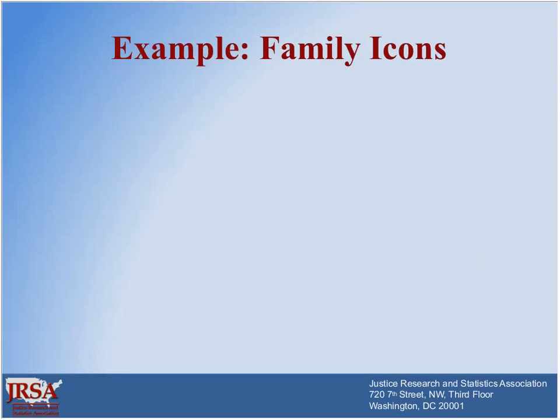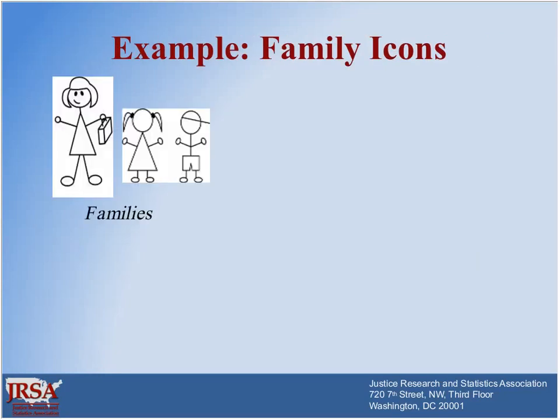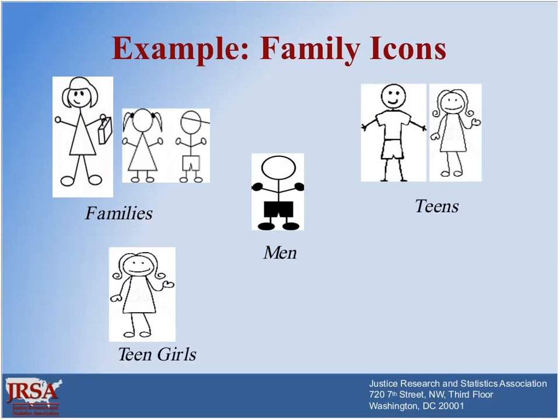Here's another example, also using JRSA literature. In this case, the housing report uses icons to denote families, men, teens, and then teen girls and teen boys. It facilitates fast comprehension as to who is being served by what agencies, instead of spelling that out in text. And it also has an emotional context in that it reminds the reader that we're talking about real people.